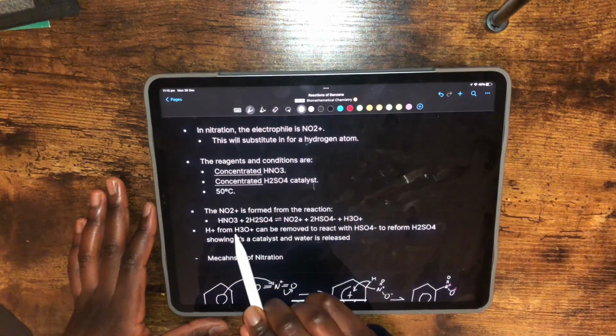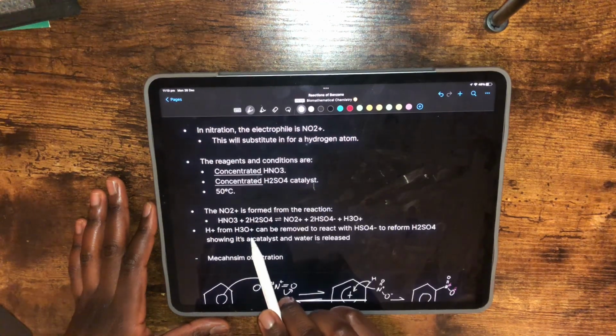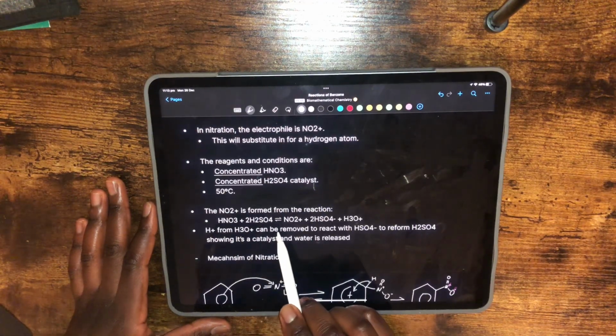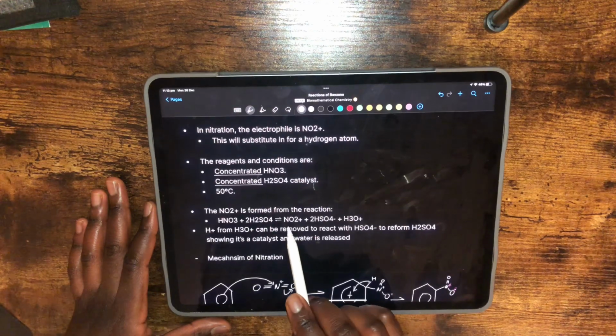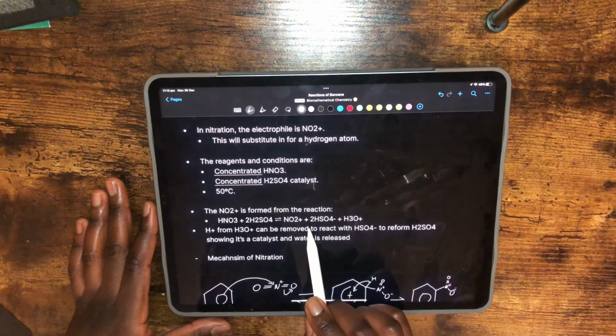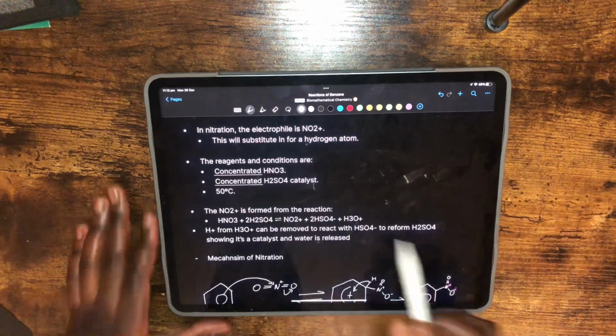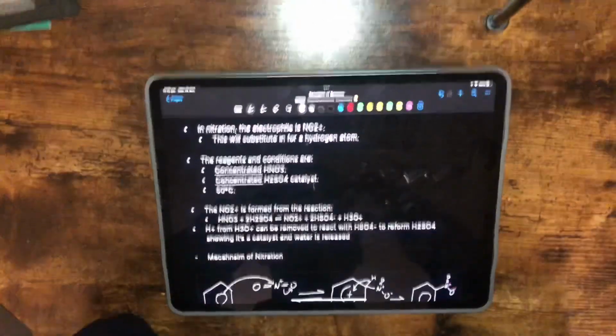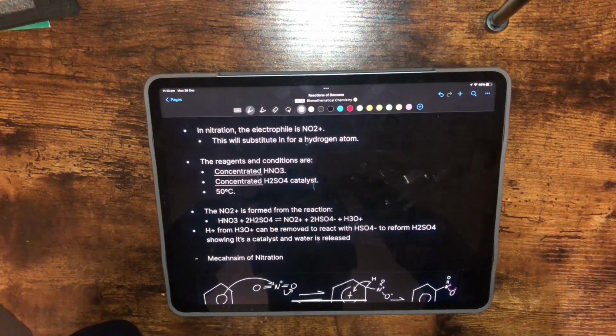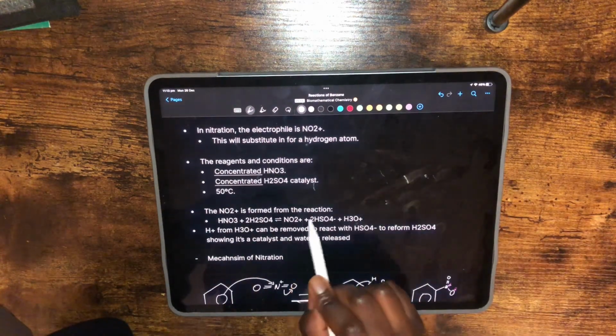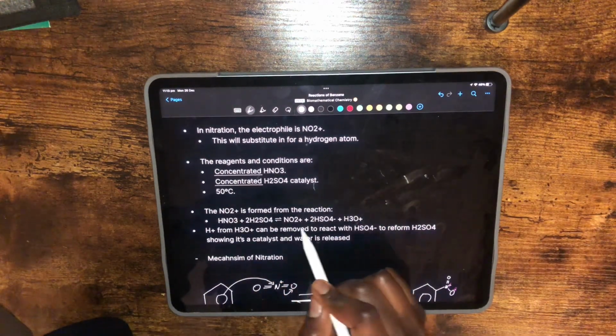The nitronium ion is formed from the reaction: nitric acid, 1 HNO3 plus 2 H2SO4, in a reverse reaction, forms the nitronium ion NO2 plus 2 HSO4 minus plus H3O plus. That's really difficult to remember itself, but it's very easy to understand. You know you're going to form an NO2 plus.